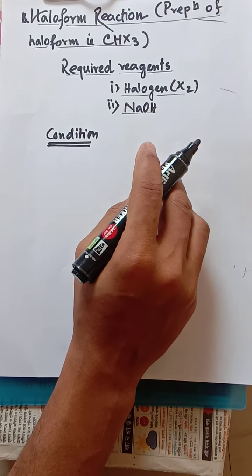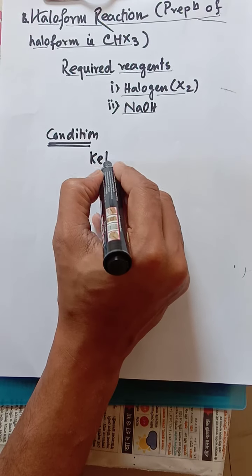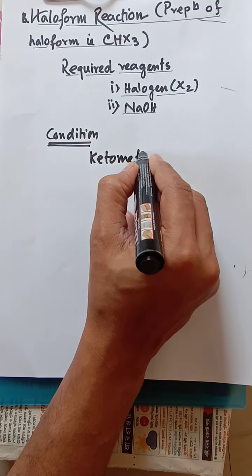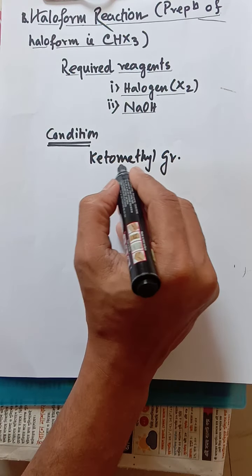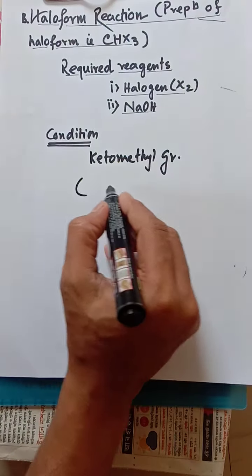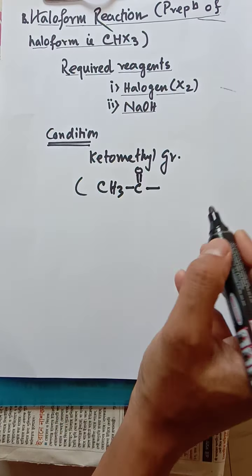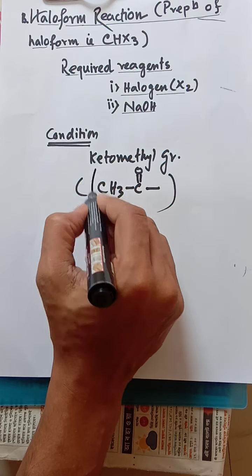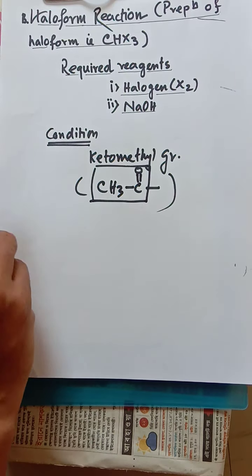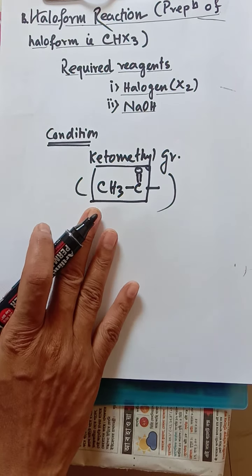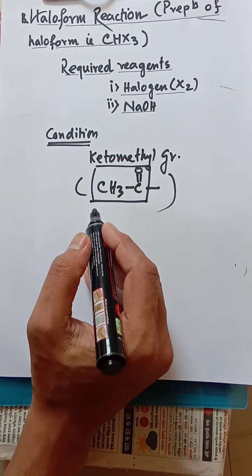can respond to the haloform reaction. Always we have to remember that the compound must have a keto-methyl group. A keto-methyl group means CH3C=O. This part must be present in the particular compound, then only it can respond to the haloform reaction. This is the main important part. Whenever this part is present, then only it can react.